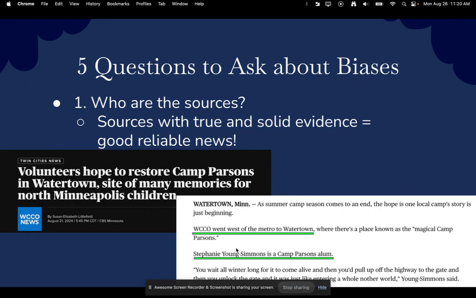All right, so you're probably wondering, how do I know if this news article has solid evidence? One of the first things you need to look for is, did the reporter go to the place where this news was happening? And the answer to that is yes for this article. It says WCCO went west of the metro to Watertown. So we know they went to the source of the news. And they also interviewed someone who was an alum there. Stephanie was a camper at this campground, so she's going to have the firsthand experience with it. That makes a good news source.